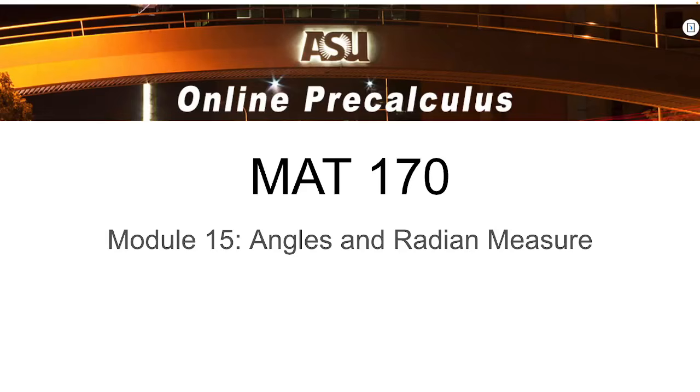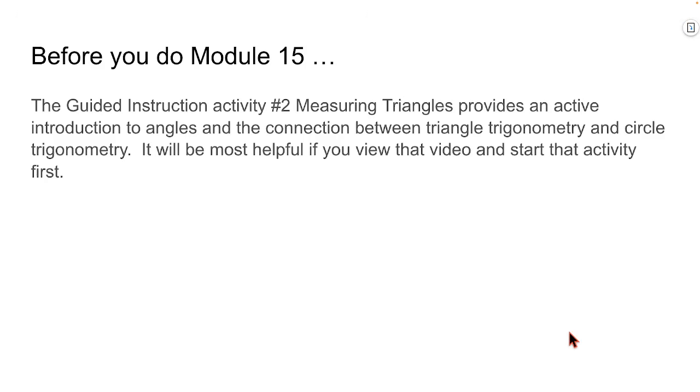Now we have Module 15, which is the start of our trigonometry modules. We're going to talk about angles and radian measures to get us started. First of all, before you go into this module, make sure you've taken a look at the guided instruction activity number 2, which is called Measuring Triangles.